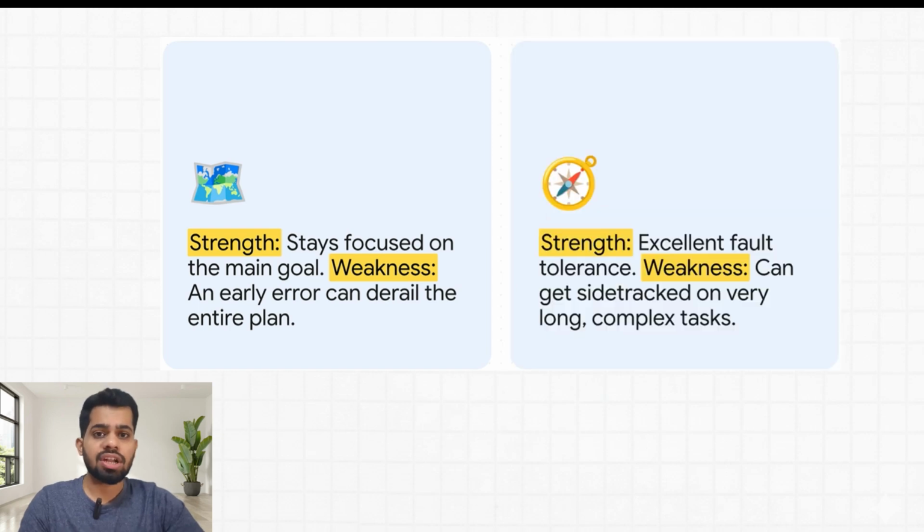But the improviser, on the other hand, is very good at handling errors. If something goes wrong, no big deal, it just rethinks and tries a different next step. It's super flexible, but its weakness is that on really long and complicated tasks, it can get lost in the middle. You know, after 100 little improvised steps, it might forget what it was originally trying to do.